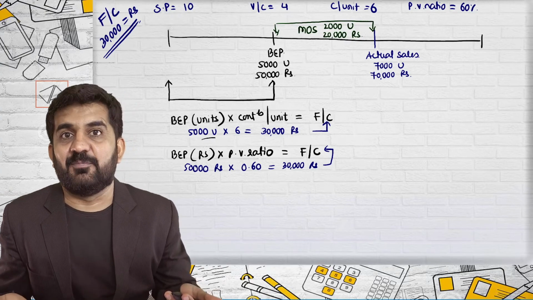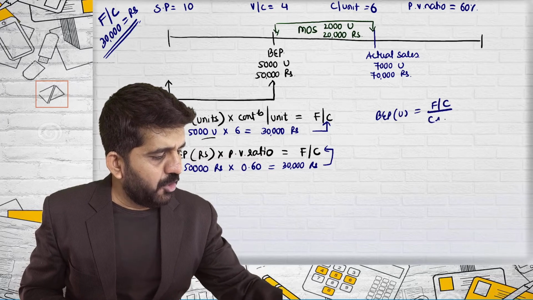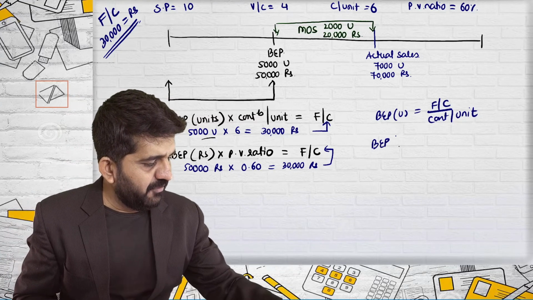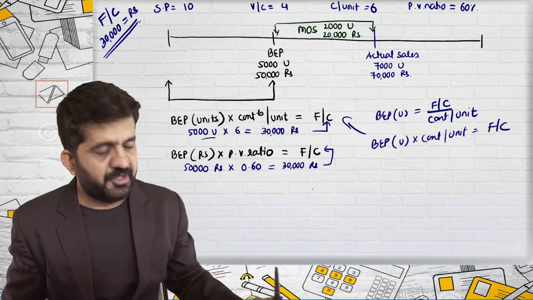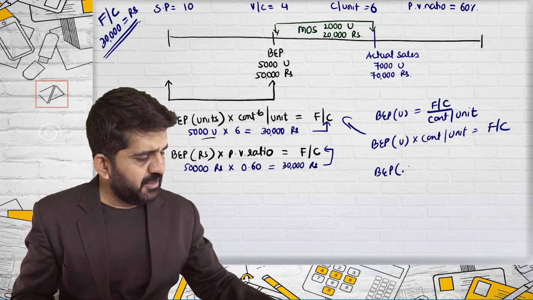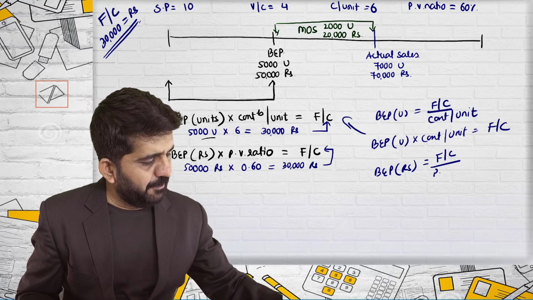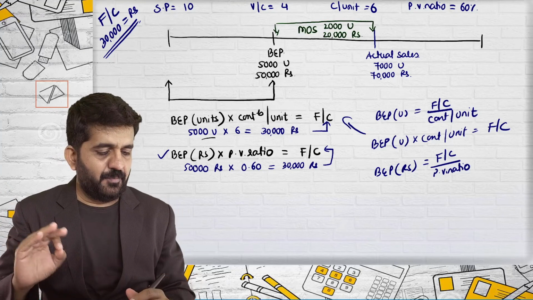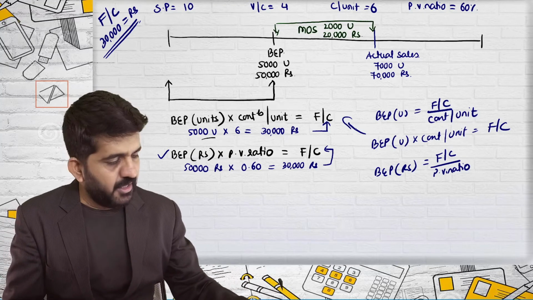Ultimately, you feel it is a different type of formula. What is break even point in units? It is fixed cost divided by contribution per unit, right? Contribution per unit going on the left hand side: break even point in units multiplied by contribution per unit is equal to fixed cost. This is what I have written over here. Same way, what is break even point in rupees? It is fixed cost divided by PV ratio. PV ratio coming on the left side is nothing but this formula, right? Break even point in rupees multiplied by PV ratio is nothing but fixed cost. So it is one and the same formula. It is the break even point formula. It is nothing else.